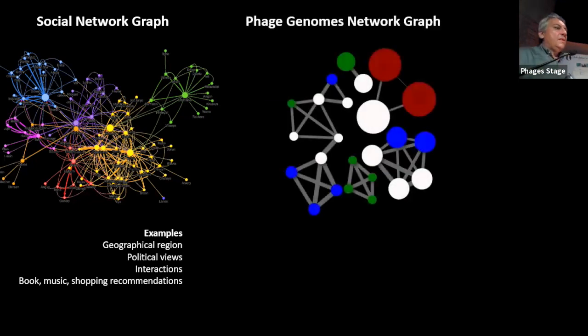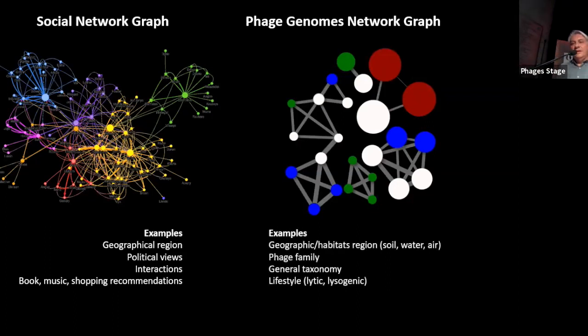We can do similar things with phage genomes. We can put phage genomes in networks, and we can put metadata on them: everything from geography, phage family, taxonomy, and lifestyle, to features such as whether it has tRNAs or polymerases, all the different things which are important for the niche or for the ecological strategies.